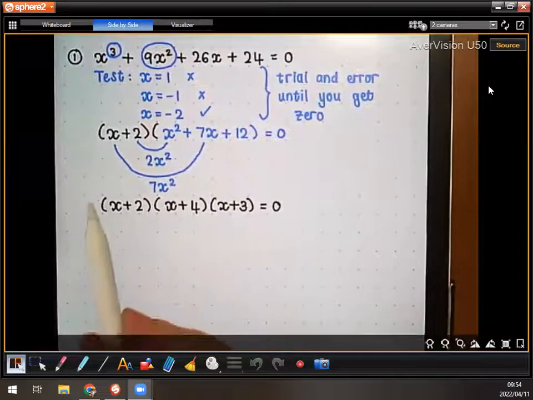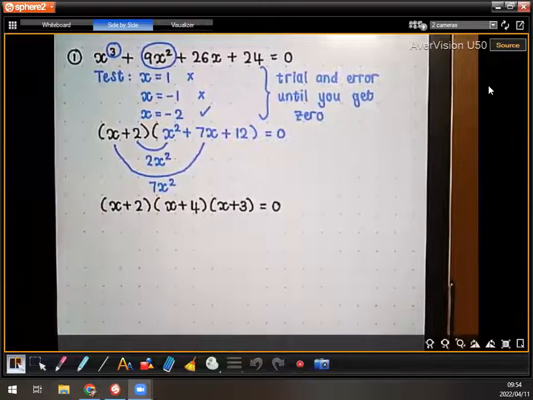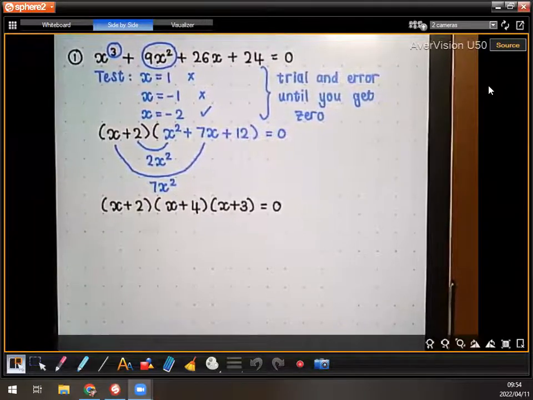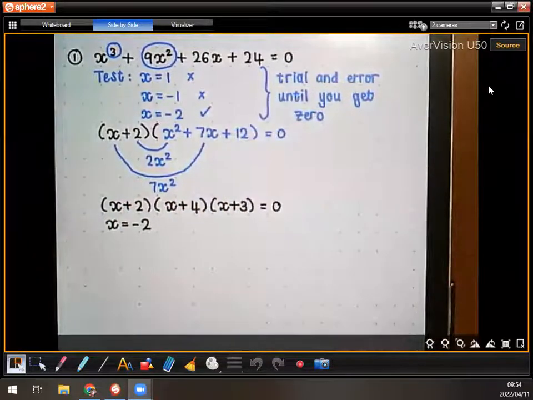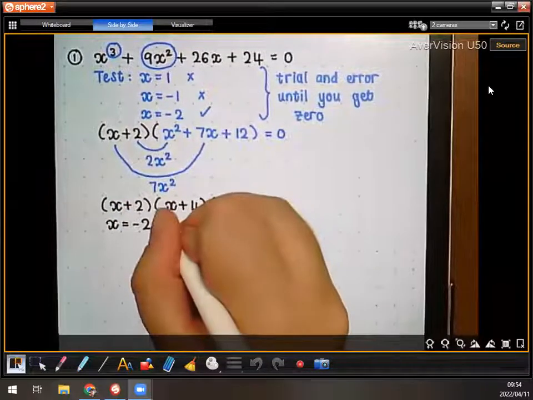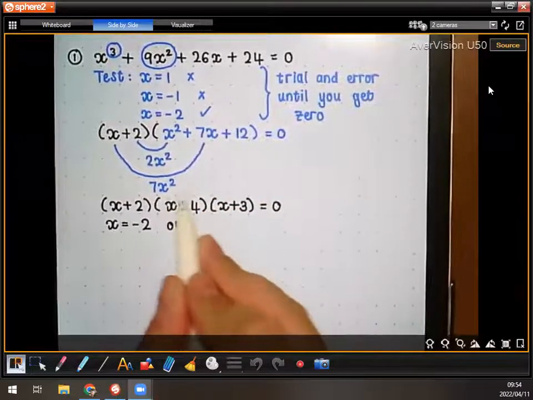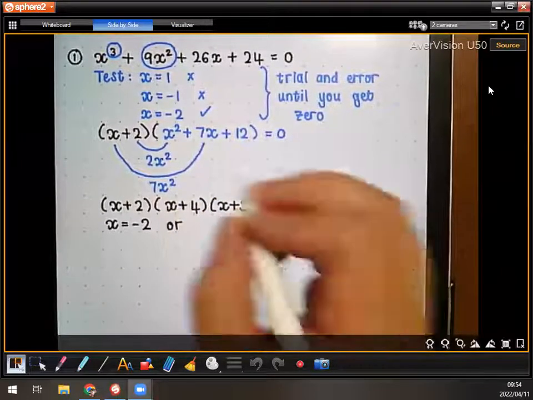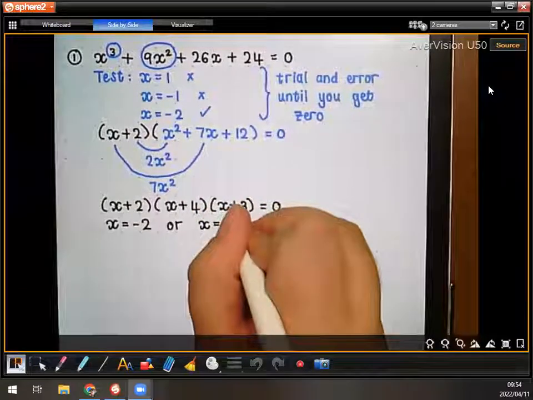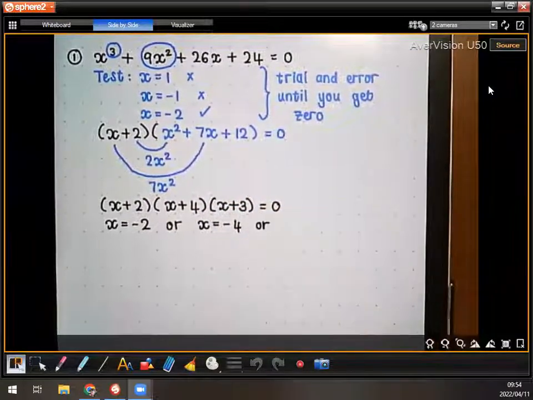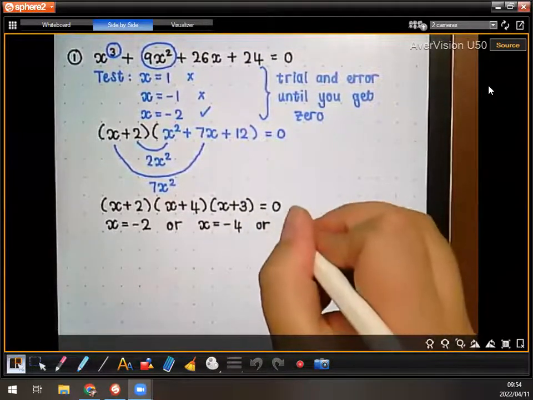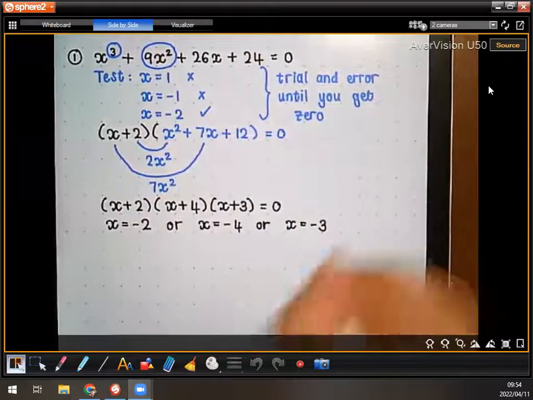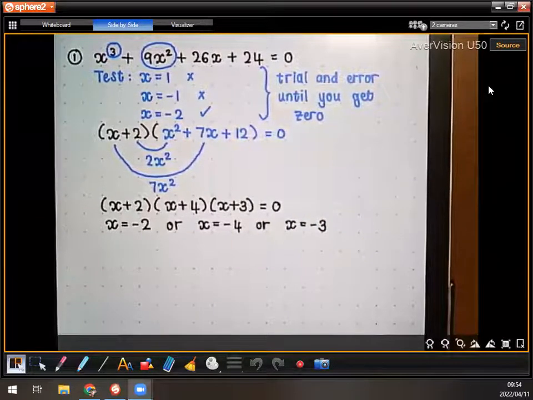Now from this, I'm going to get an x value from each of these 3 brackets. What's the x value that I get from the first one? -2. That's the first one that we actually got using our trial and error, but now we need to write it down. From my second bracket, if I make x plus 4 equal to 0 and move that plus 4 over, it's going to be -4. And from my third bracket, if I make x plus 3 equal to 0 and move the plus 3 over, it's going to become -3. Okay, that's it. Those are all the solutions.